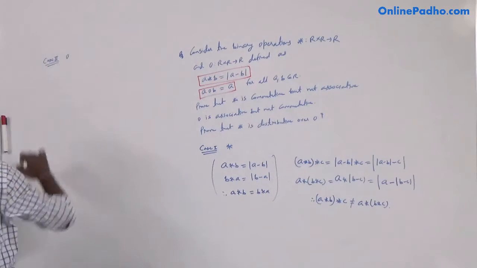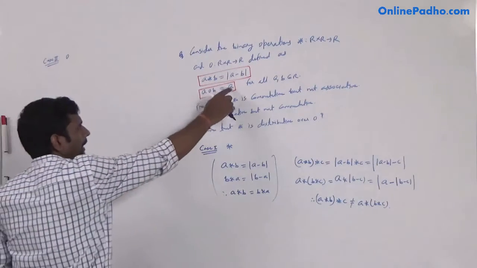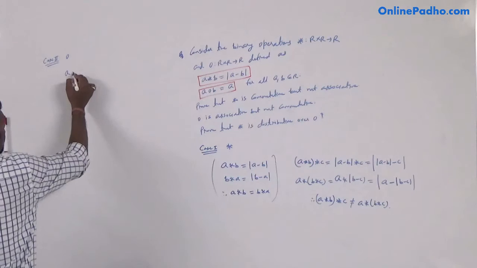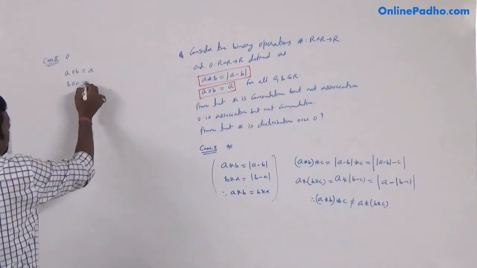Case 2 is what? Not. Not means what? A not B is equal to A, the first element. A not B is equal to the first element only. So, A not B can be written as A and B not A can be written as B.